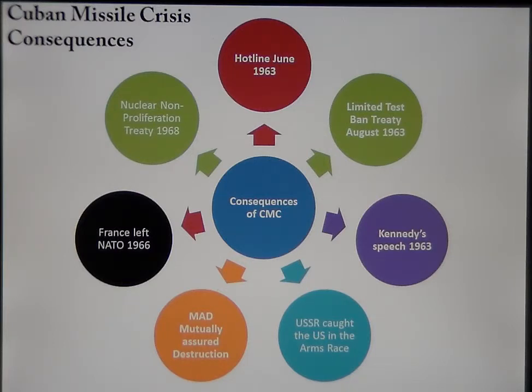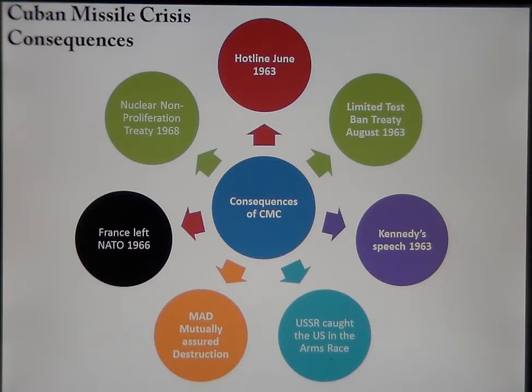And the final one there is the Nuclear Non-Proliferation Treaty, which was this idea that neither superpower would share information about nuclear weapons with other countries so that knowledge of nuclear weapons wouldn't spread. Again, an attempt to contain what was happening.